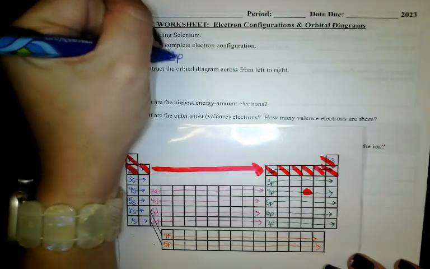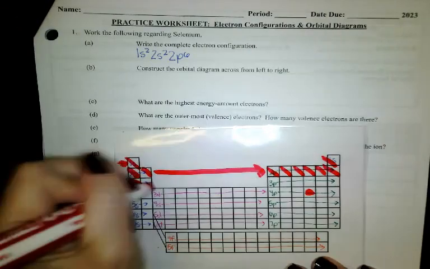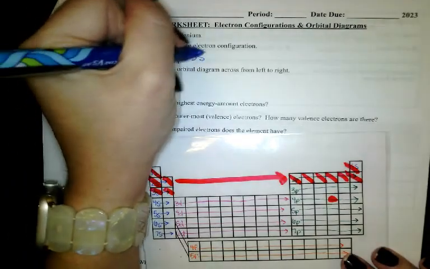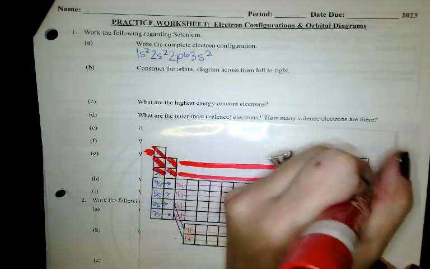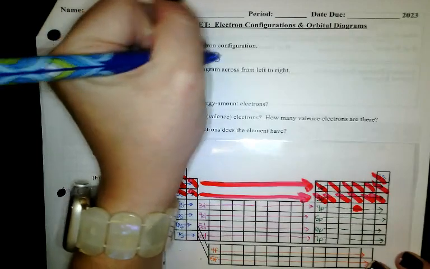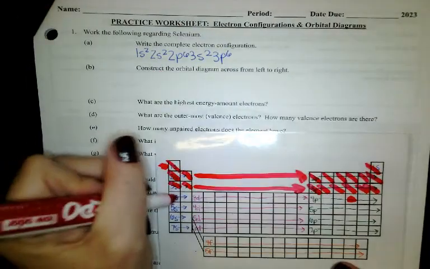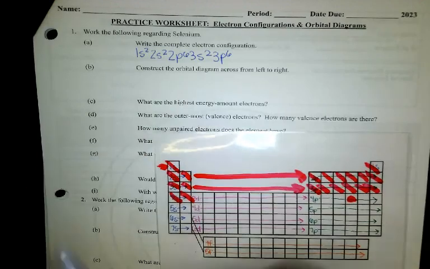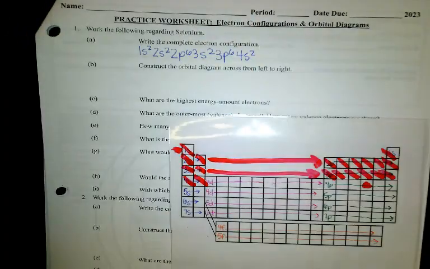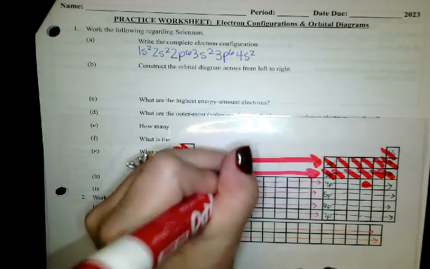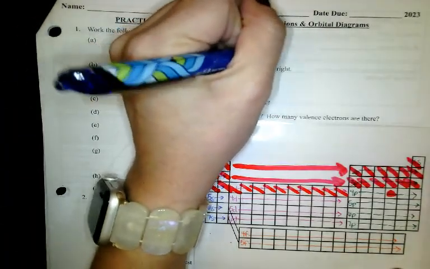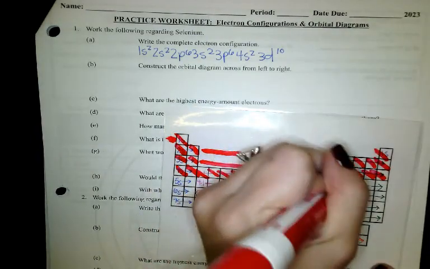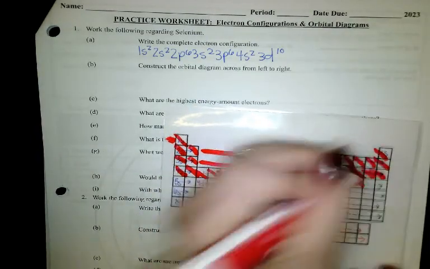Then 3s, 1, 2. So 3s2, go over, 3p, 1, 2, 3, 4, 5, 6, 3p6. Then we're going to do 4s, 1, 2. Okay, 4s2. And then remember, it goes from 4s to 3d. So you're going to count 3d, 1, 2, 3, 4, 5, 6, 7, 8, 9, 10. So 3d10. And then 4p, we're going to selenium. 1, 2, 3, 4. Okay, so that's going to be 4p4.